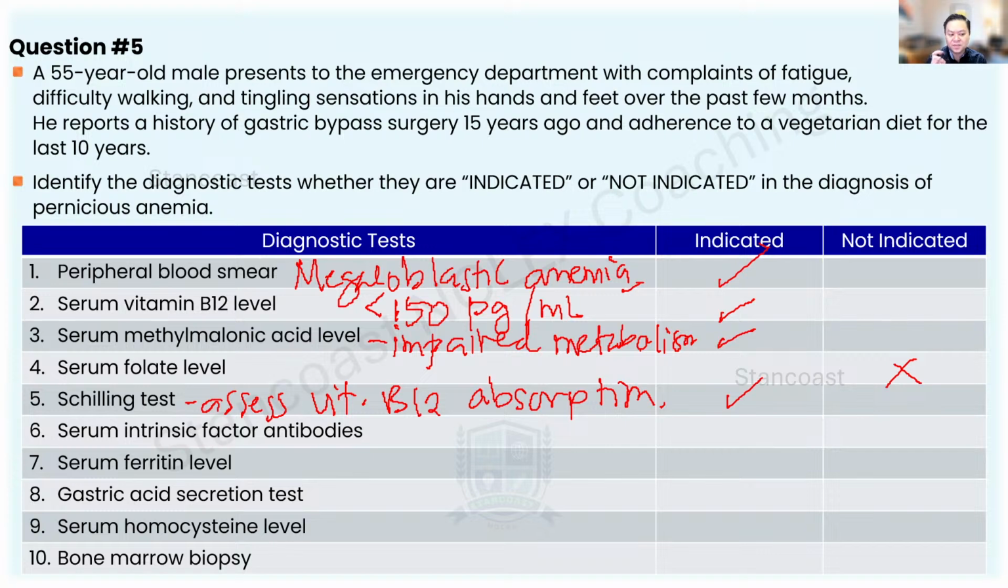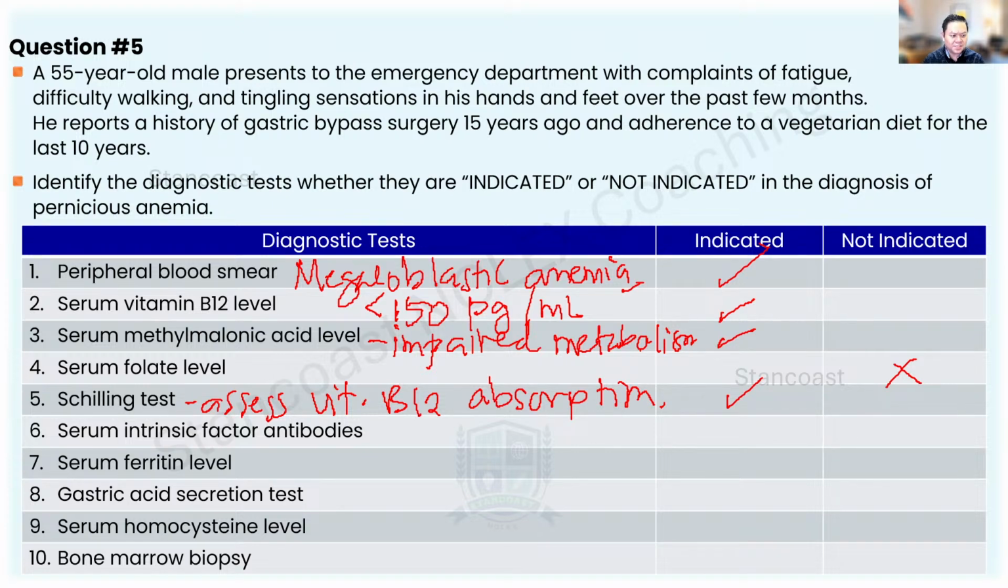Again, what are the different stages in the Schilling test? Remember, it starts with the administration of radioactive vitamin B12, which the patient takes as an oral dose, and then there will be collection of urine over a 24-hour period to measure the vitamin B12 absorption. This is followed by stage 2, wherein the intrinsic factor is administered together with the vitamin B12, and another 24-hour urine collection is done to check the absorption with the intrinsic factor. It will then be analyzed to compare the levels of absorption. And so that's about the Schilling test.